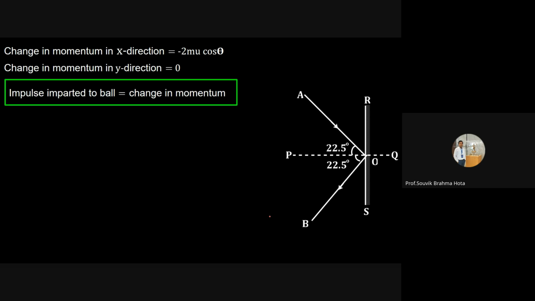So the impulse imparted to the ball is the change in momentum. So minus 2 into m into cos theta, cos 22.5. And then you will get 4.14 kg meter per second.